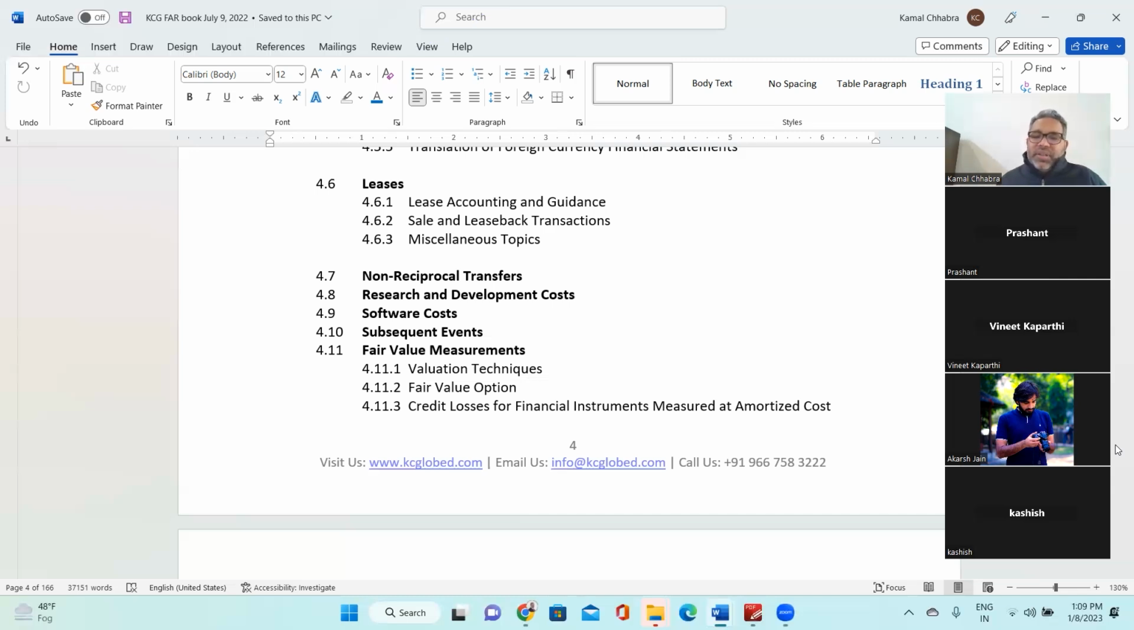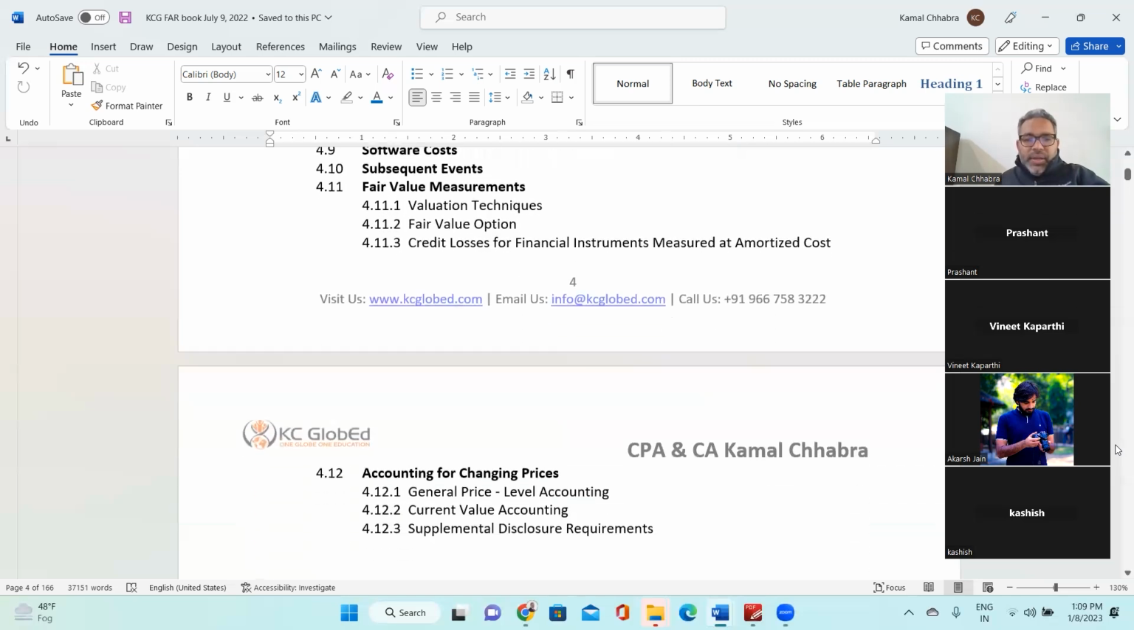So all these valuation techniques for fair valuation we will be understanding, and then the fair value option also, and a new thing, which is credit loss. This is the new ASC 326. Earlier it was ASC 320, but now it is ASC 326, implemented in financial year 2021. So we'll be understanding in detail the credit loss method for financial instruments measured at amortized cost, right? These will all be covered in 4.11.